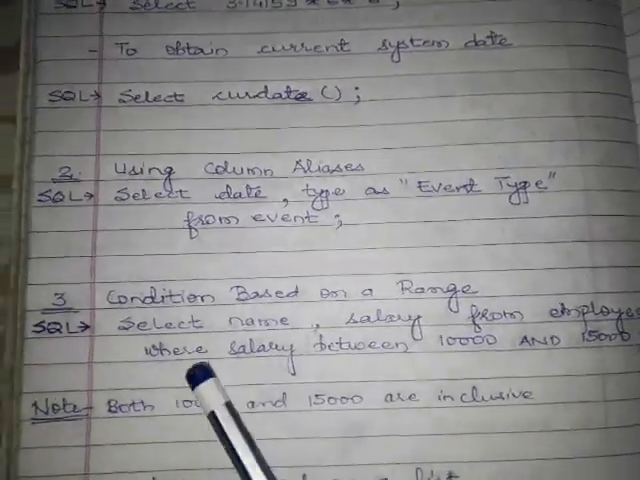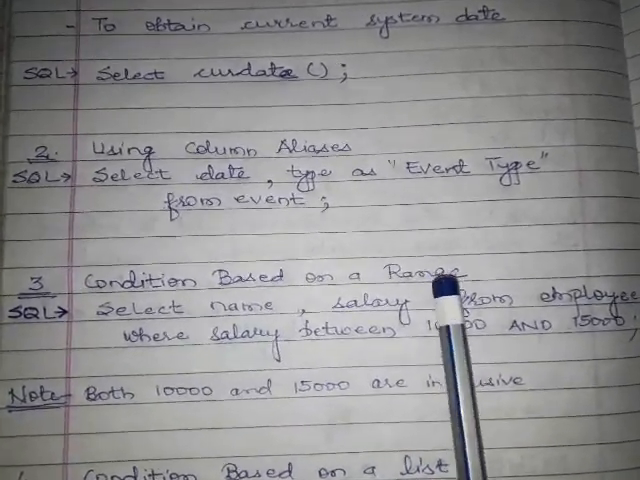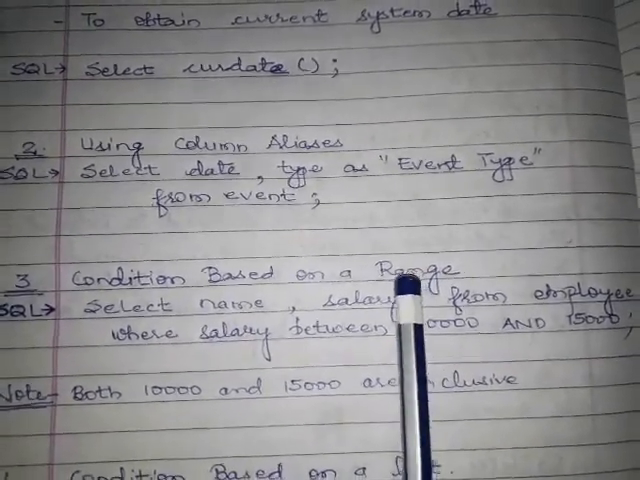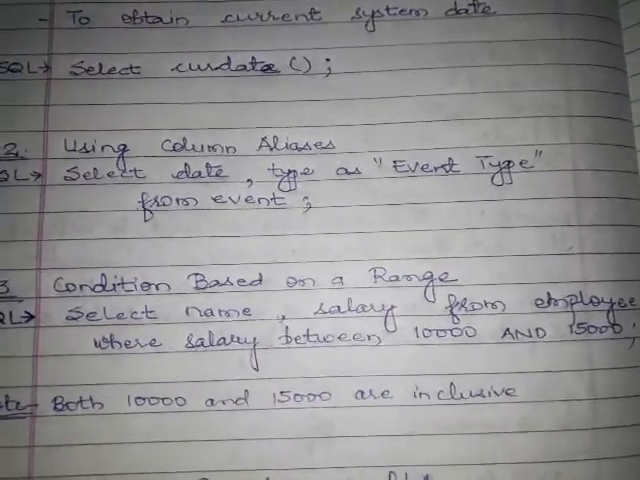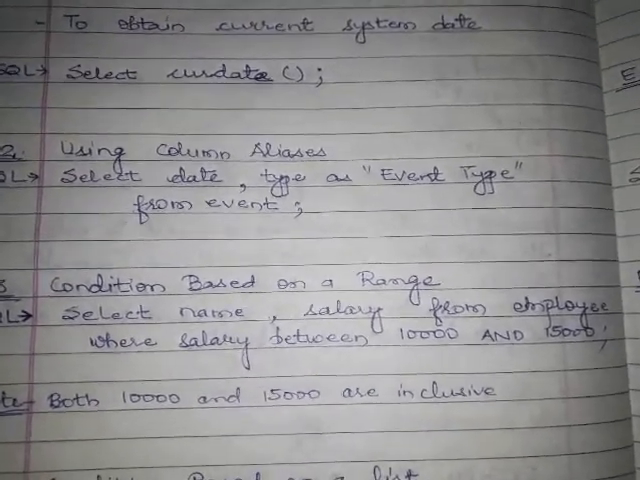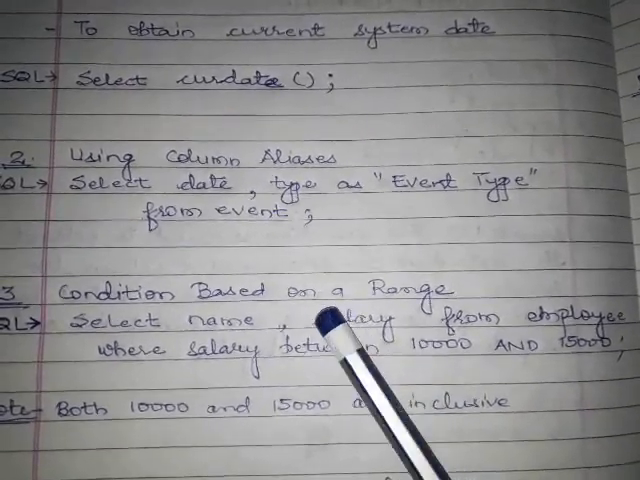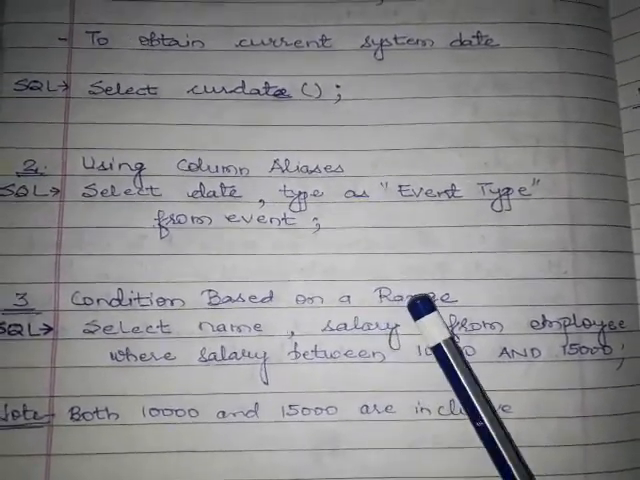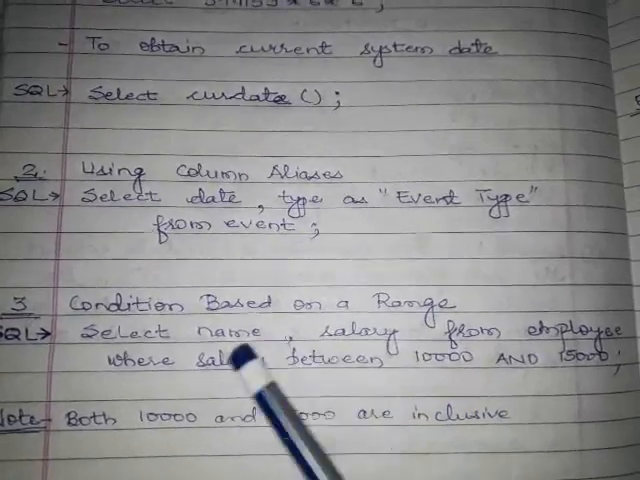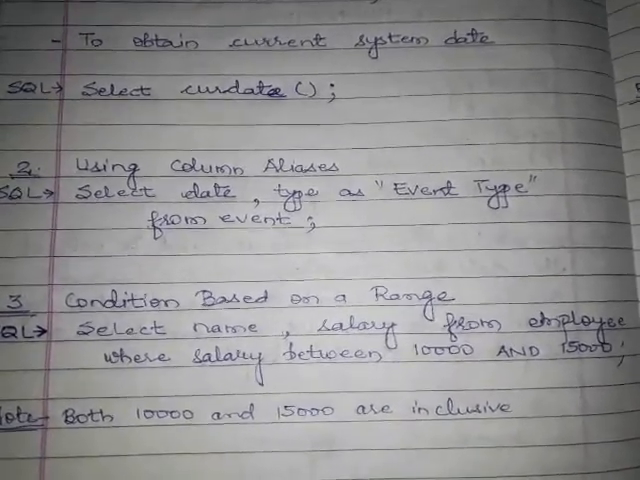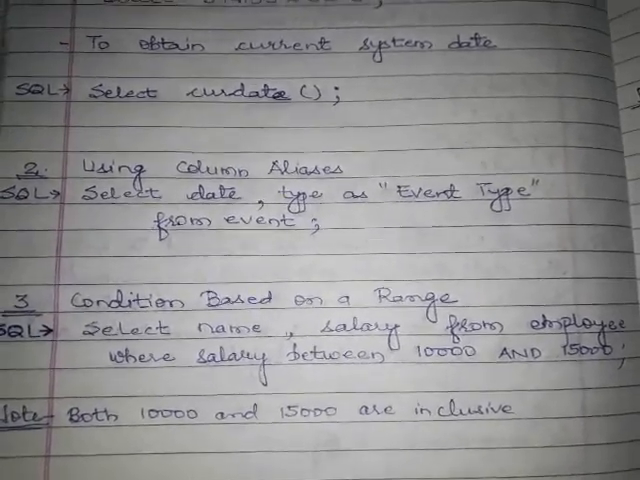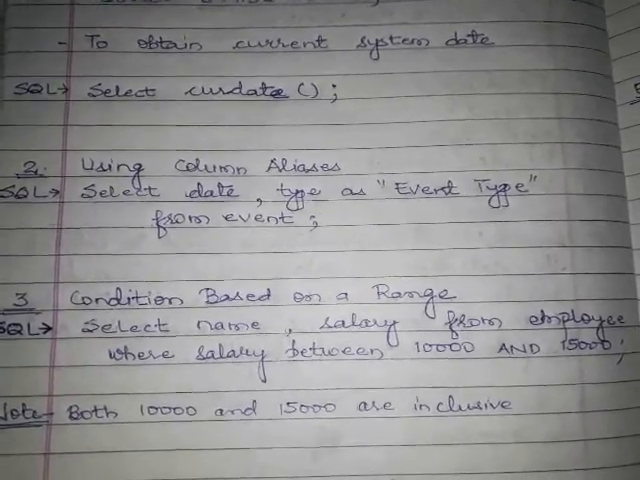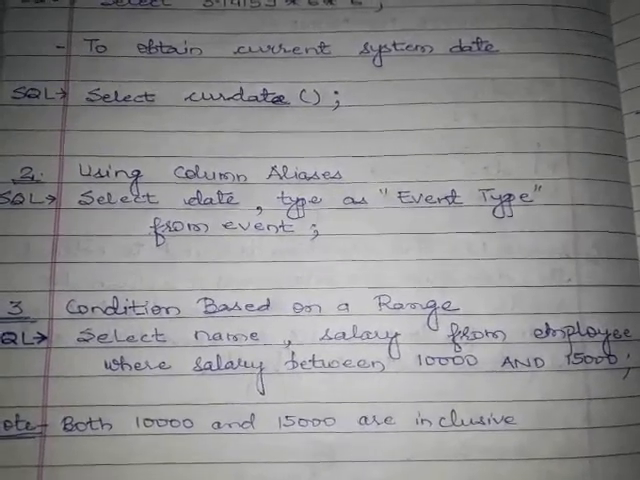Condition based on a range. Range means from a lower limit to a higher limit. So if you want to display some data between the limits, how can you do it? To display data between a range, we can use BETWEEN AND. Look here. Suppose you want to display the name and salary of the employees whose salary is between 10,000 and 15,000. How can you write the query?